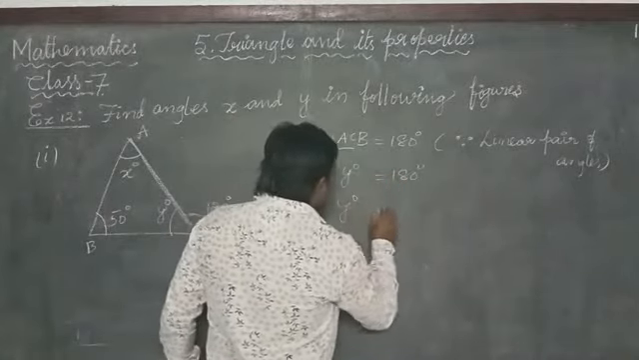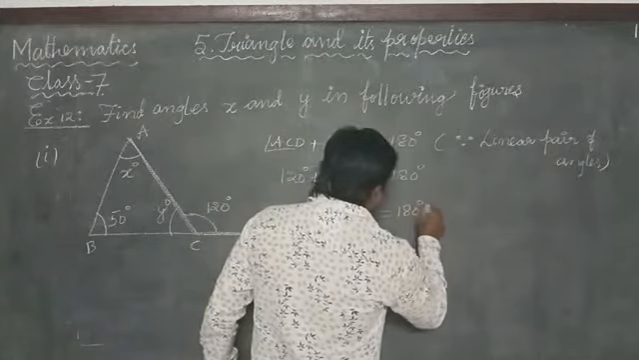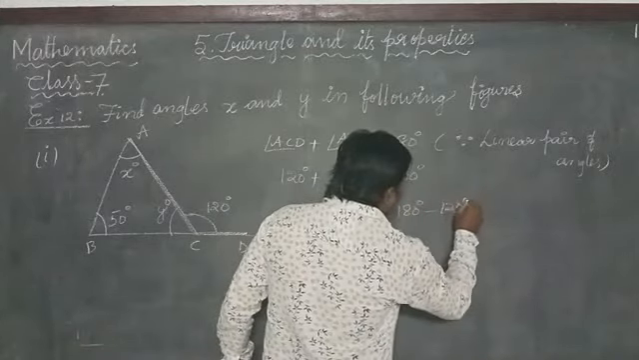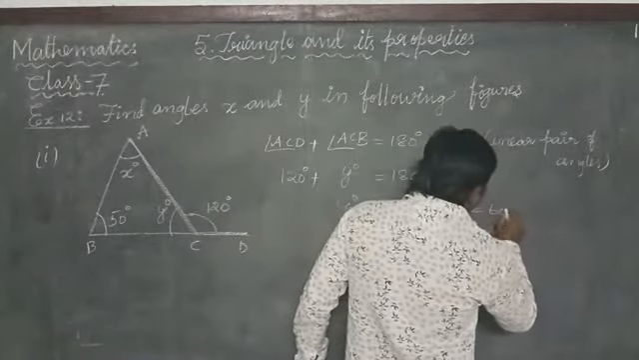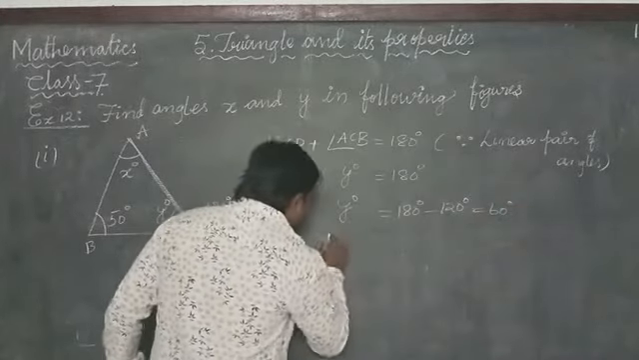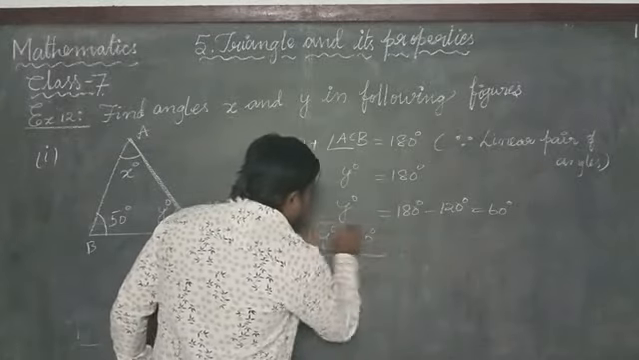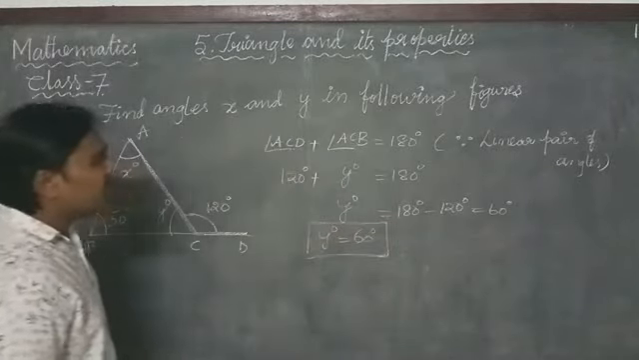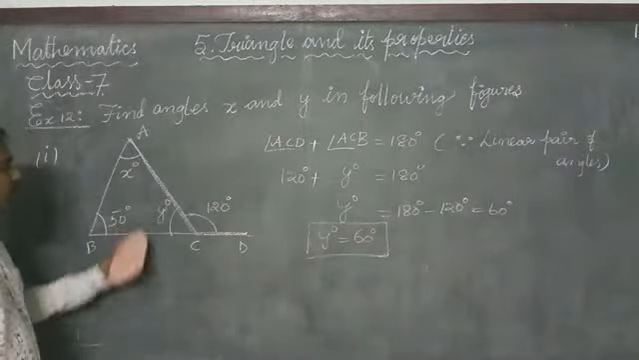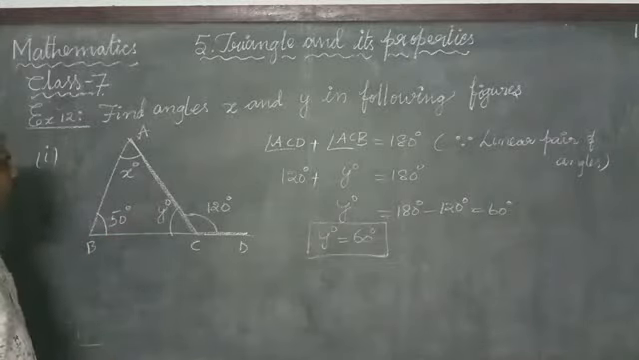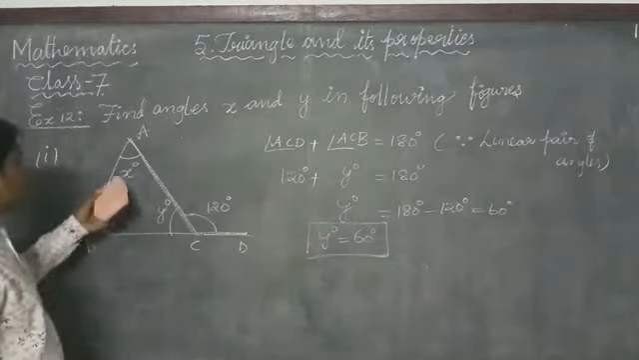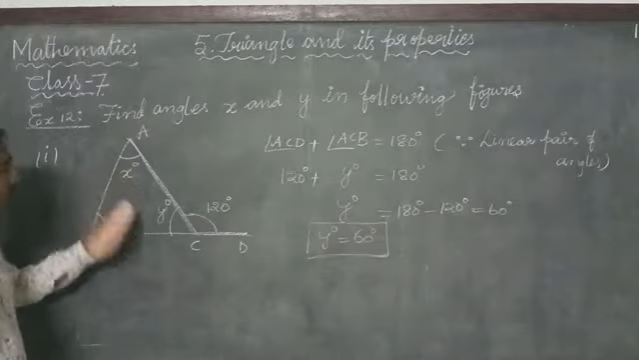Then y degrees equals 180 minus 120 degrees, which is 60 degrees. Hence, angle y equals 60 degrees. By using linear pair of angles, we found the angle y. Now let us find the remaining angle x.